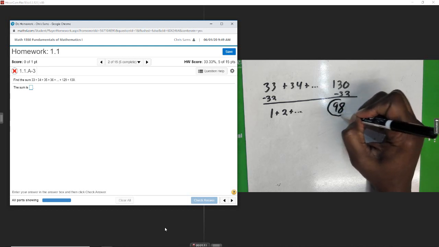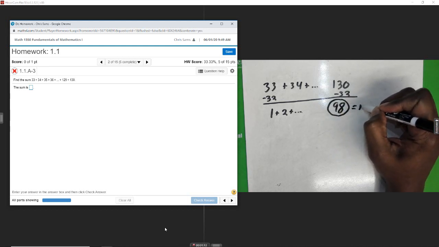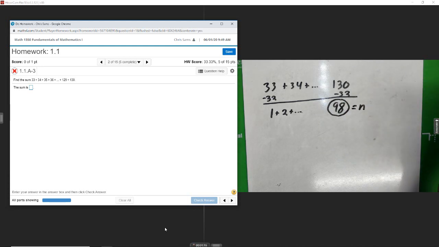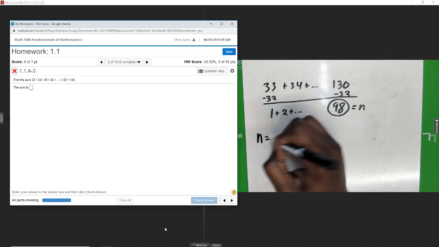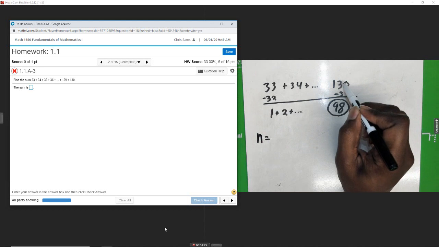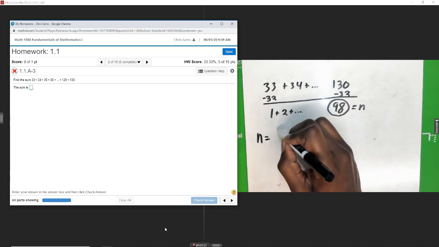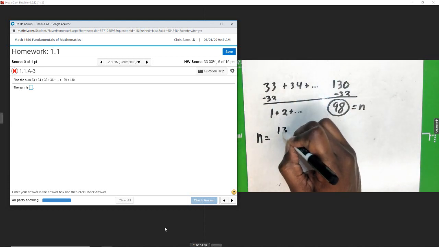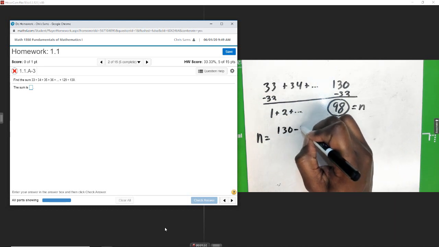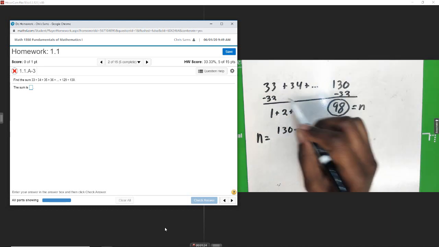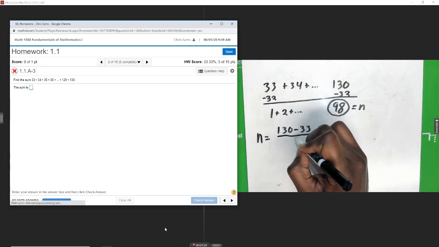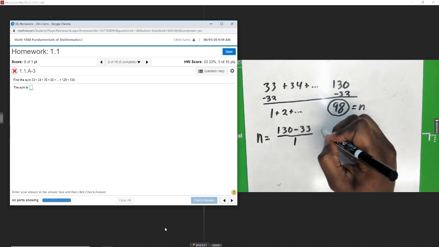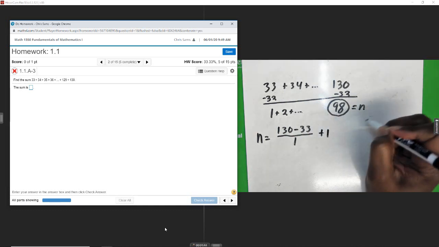This is just a quick way to find n. This is how many terms you have. Okay, 98. The other way you can figure this out is using that formula. N equals the difference between the first and the last, so 130 minus 33, divide by the difference, so we would divide by 1, and then we would add 1. That should still give us 98.